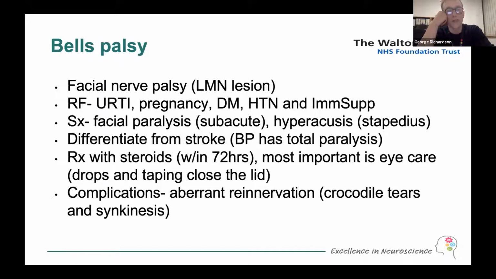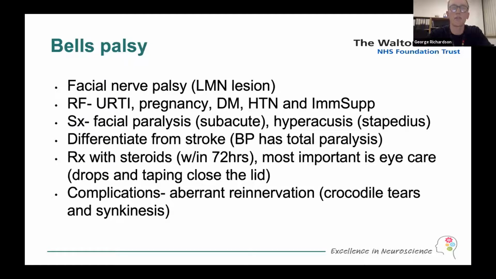Bell's palsy can be differentiated from a stroke, and that's typically done, I'm sure most people know, because if it's an upper motor neuron lesion, as with a stroke, you get forehead sparing, which you don't get with Bell's palsy, and I've got a little diagram in a second that illustrates that quite well. The treatment of Bell's palsy is with steroids, and you get a better response if you start those within 72 hours of the symptom onset.